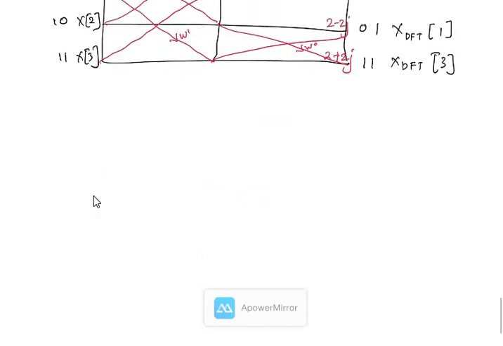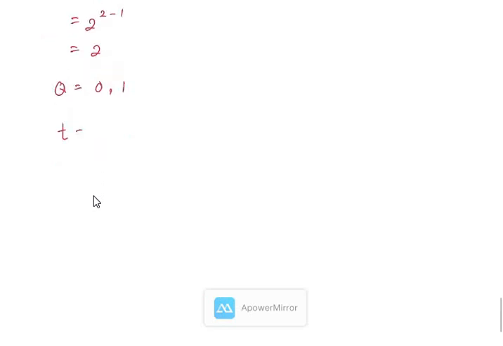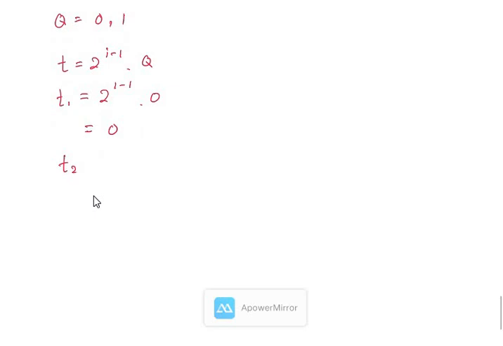Now we want to find the p, q, and t, and also w for stage 1. First of all, we find p. p is equal to 2 power of m minus i, so it's 2 power of 2 minus 1, so it's 2. And q is referred to 2 values, so start with 0 and 1. And t is referred to 2 power of i minus 1 times q. So the first t value is t1. i is referred to the first stage, so 1 minus 1 times 0, you get 0. And t2, the second value of t, you get 2 power of 0, multiply with 1, the second value of q is 1, so you get 1.